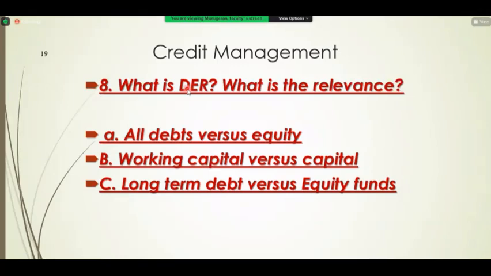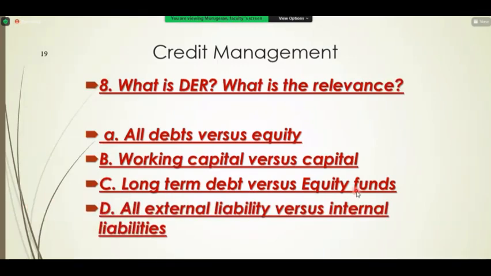Sir, why are they using the word D? Whether D includes working capital loan? No. Here, D includes only long-term loans. So, debt equity ratio is very important. The answer is long-term debts versus equity funds. All external liability? No, not all external liability. All external liability includes working capital liability also. Working capital is also a current liability. So D cannot be correct. The correct answer is C, a theoretical question.